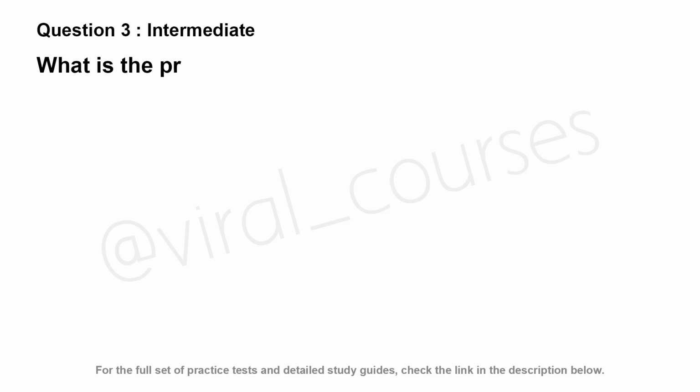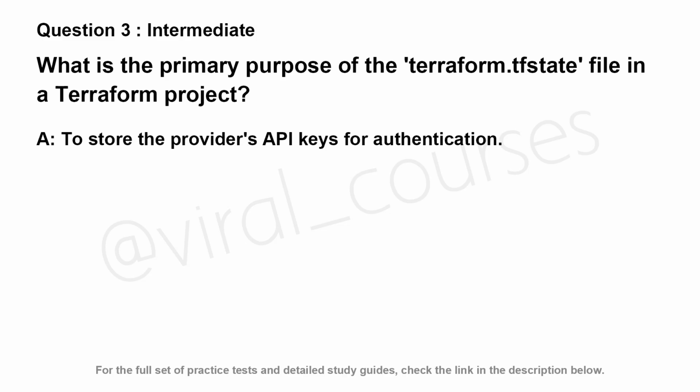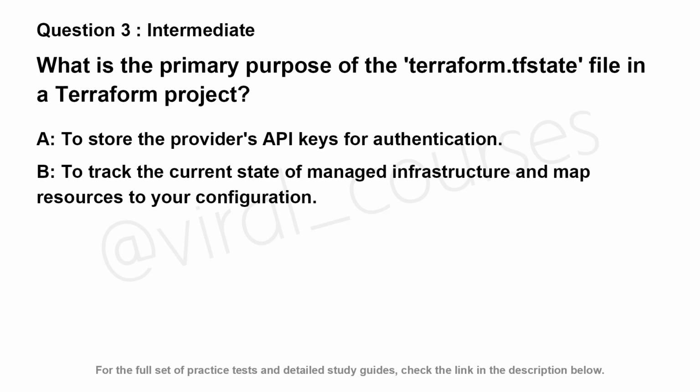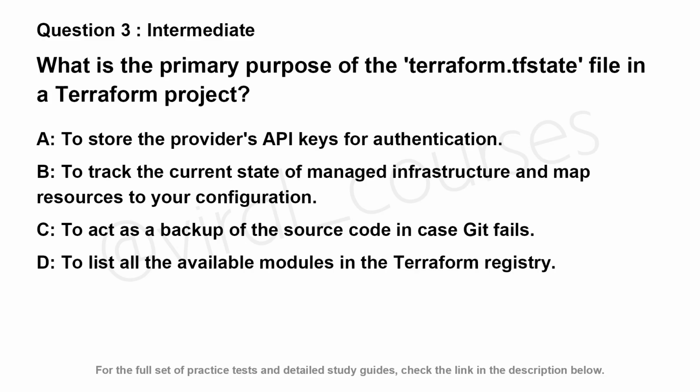What is the primary purpose of the Terraform TF state file in a Terraform project? Option A. To store the provider's API keys for authentication. Option B. To track the current state of managed infrastructure and map resources to your configuration. Option C. To act as a backup of the source code in case Git fails. Option D. To list all the available modules in the Terraform registry.